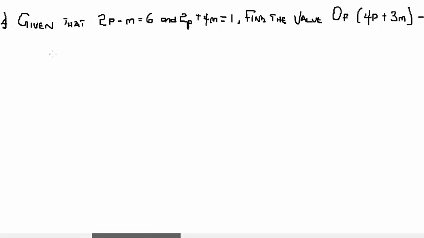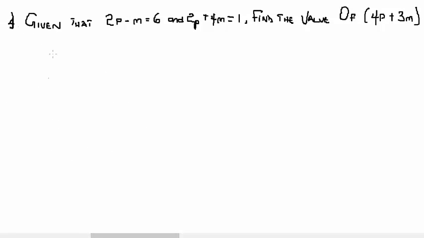Now this next question is a word question. You are given that 2p minus m is equal to 6 and 2p plus 4m is equal to 1. Find the value of 4p plus 3m. Now for me to find 4p plus 3m, I need to know what p is and what m is, right? So I have 2p minus m is equal to 6, and 2p plus 4m is equal to 1. Now this is way easier because I already have something I can eliminate. Now let's subtract. If I subtract, p can easily be eliminated.